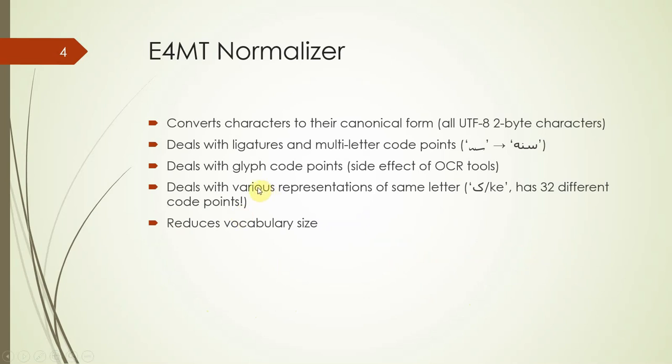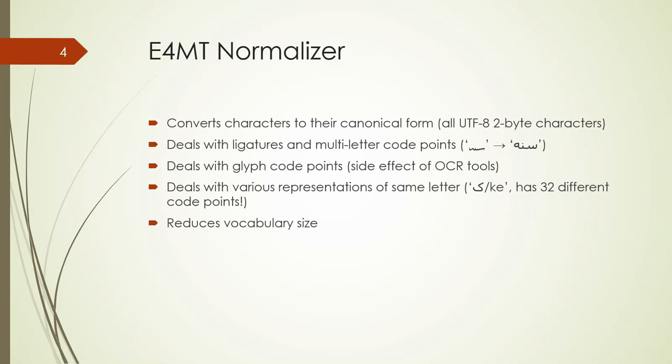The normalizer module in E4MT is the most important module of all. It converts characters to their canonical form and covers the whole range of 2-byte UTF-8 code points. This is important because letters have various representations in Unicode, especially for Arabic script languages. For example, the letter K has 32 different code points based on the script of choice. It also handles multi-letter symbol code points and decomposes them to their letters.